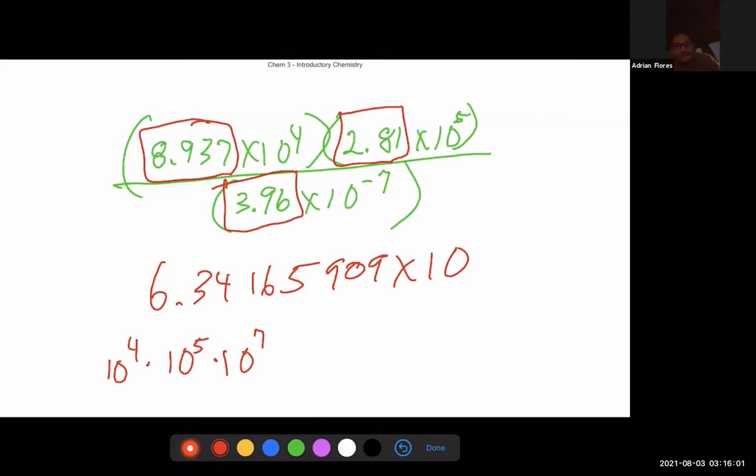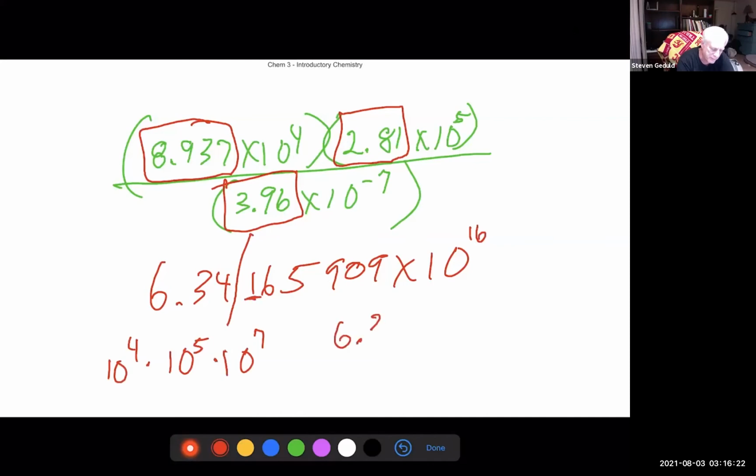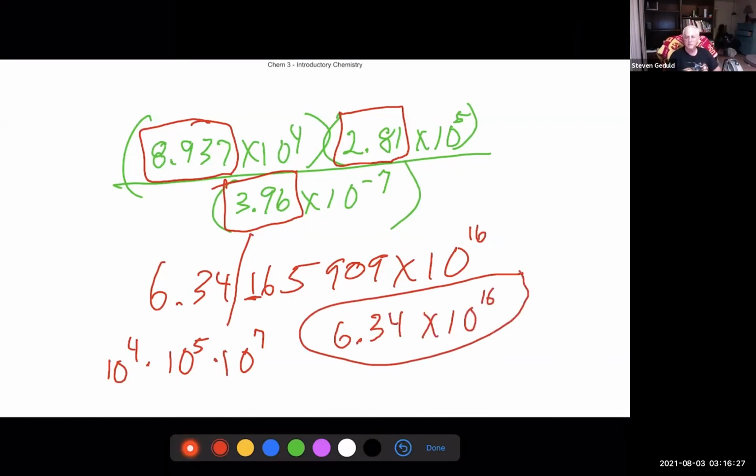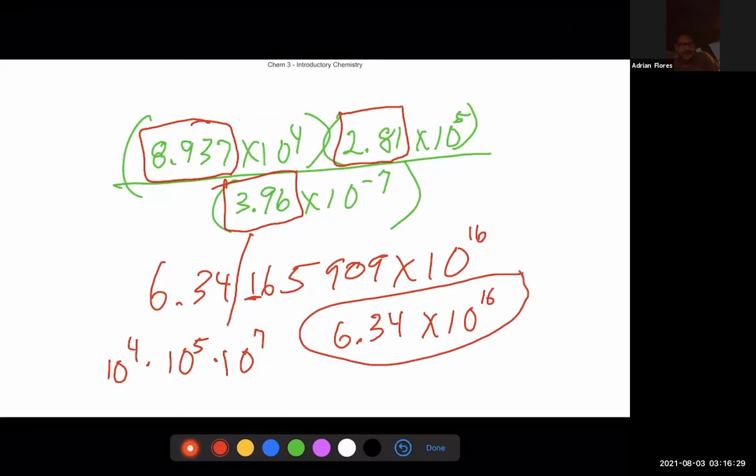So 9 and 7 is 16. 10 to the 16. And we're good to how many significant digits? We are good to 3 significant digits. You got it. So this rounds off to right here. This number is less than 5. So 6.34 times 10 to the 16th is your final answer. You seem to get this pretty quick.